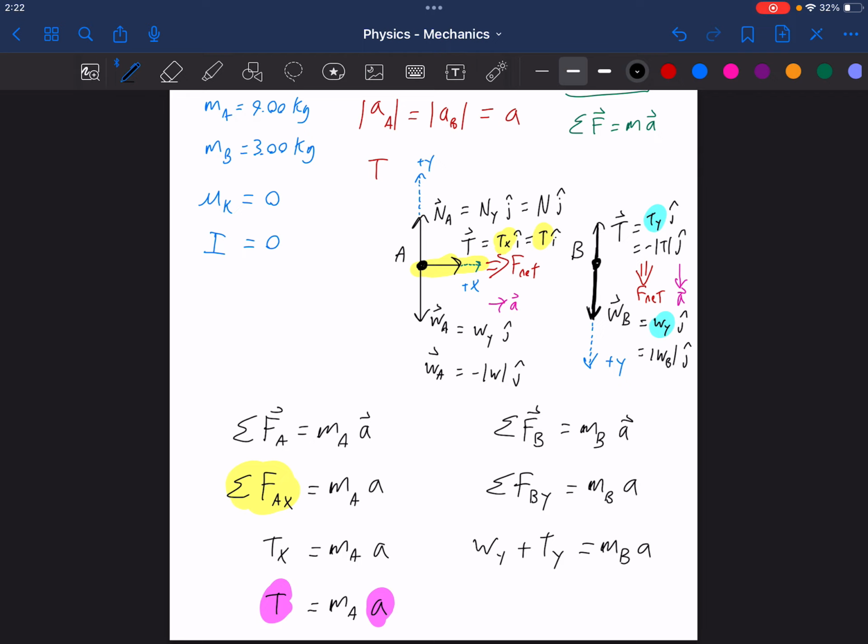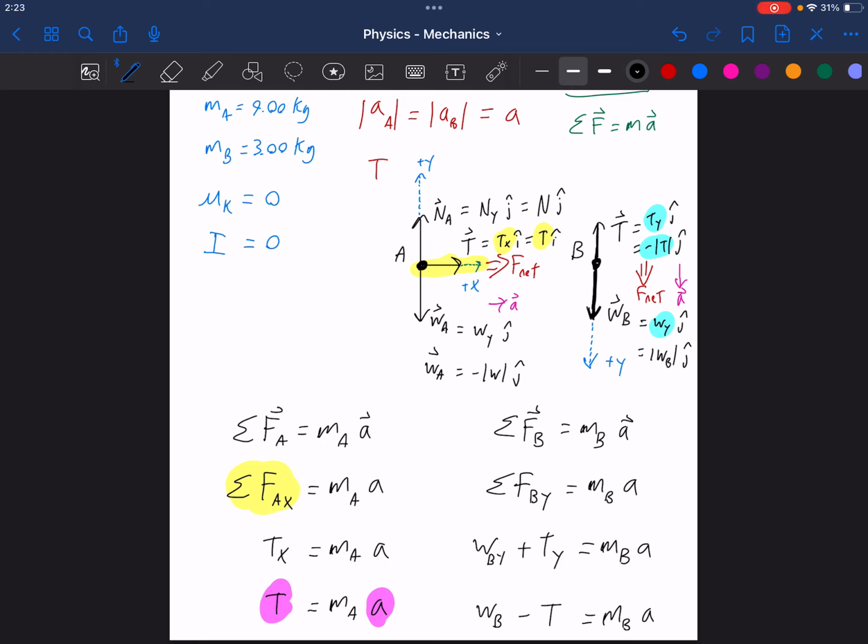What are those components? Well, the weight of B in Y. I'll be careful with that. What is the weight of B in Y? That is just the entire weight vector of B, right? Its whole vector points in the plus Y direction. What about the tension in Y? The tension in Y is in the negative direction, right? The Y component of that vector must be a negative number. So when I add in that Y component, I'm adding in minus the tension. And the sum of those two forces gives me mass times acceleration.